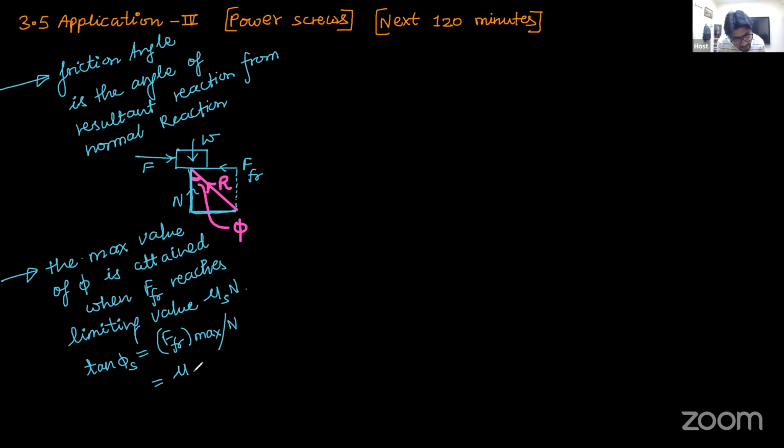But maximum value of friction is how much? Maximum value of friction is mu s N. So mu s N upon N becomes mu s. This maximum value of friction angle is known as angle of repose. So do remember, angle of repose can be obtained if coefficient of friction is known, and coefficient of friction is obtained if angle of repose is known. Angle of repose and coefficient of friction are like complementary information to each other. Sometimes the examiner doesn't give mu s, sometimes the examiner gives angle of repose only.